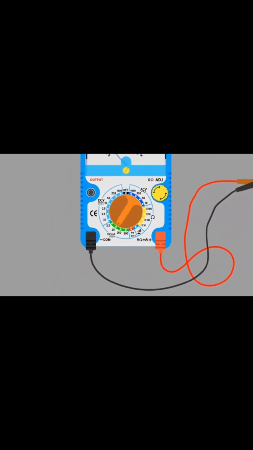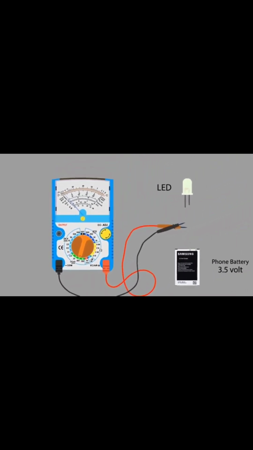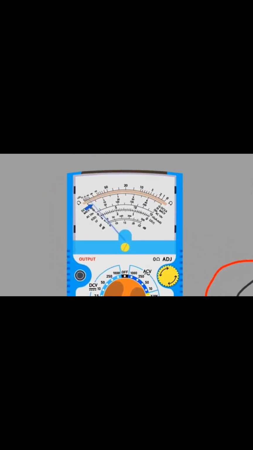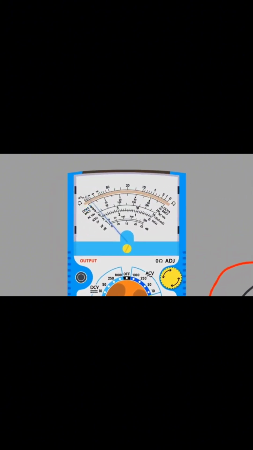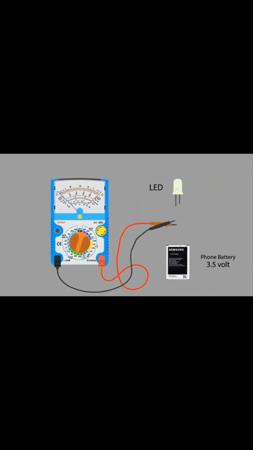Select the 250 mA range. Now, it's time to calibrate the multimeter. If you see the needle, it is not at 0. In order to move the needle to 0, rotate the 0 ohm knob clockwise or anti-clockwise with the help of a screwdriver. Now our multimeter is calibrated and ready to take a reading.